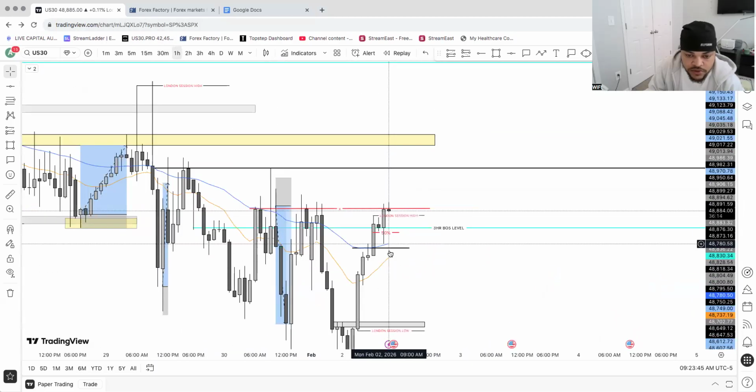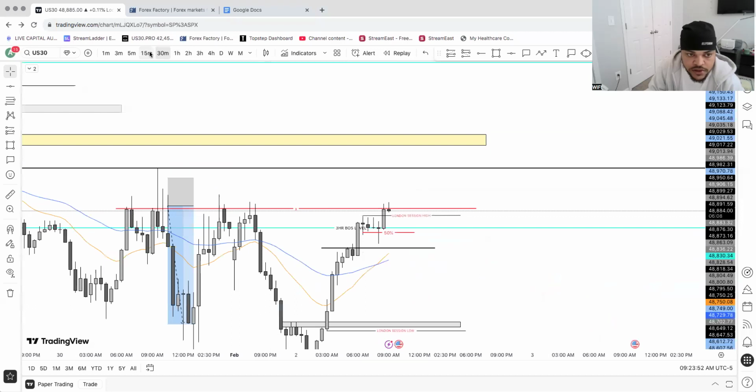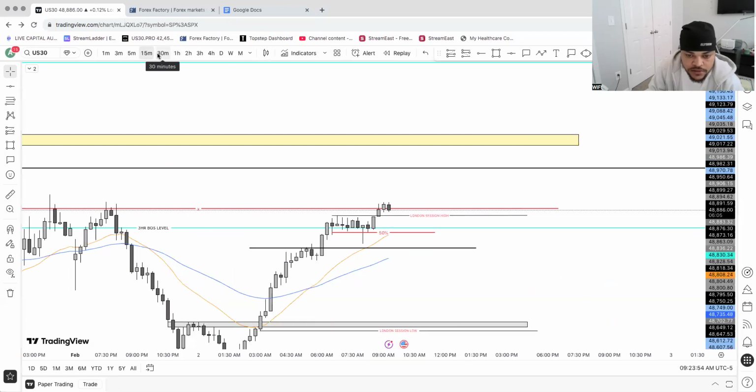And we got the EMAs approaching on the hourly. After we come down and retest, we should be able to see these EMAs start to cross on the hourly time frame for us to the bullish side of things.